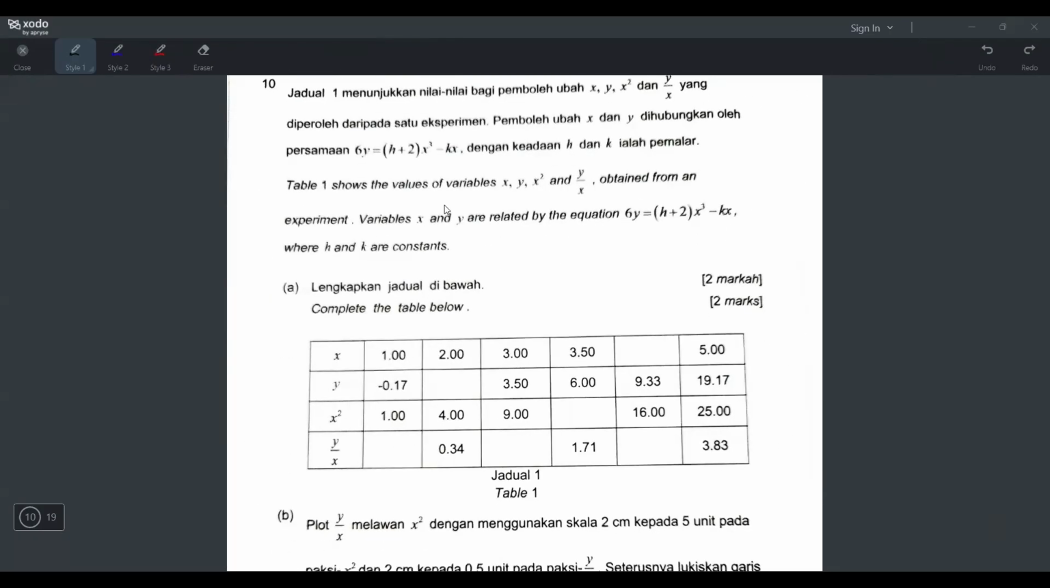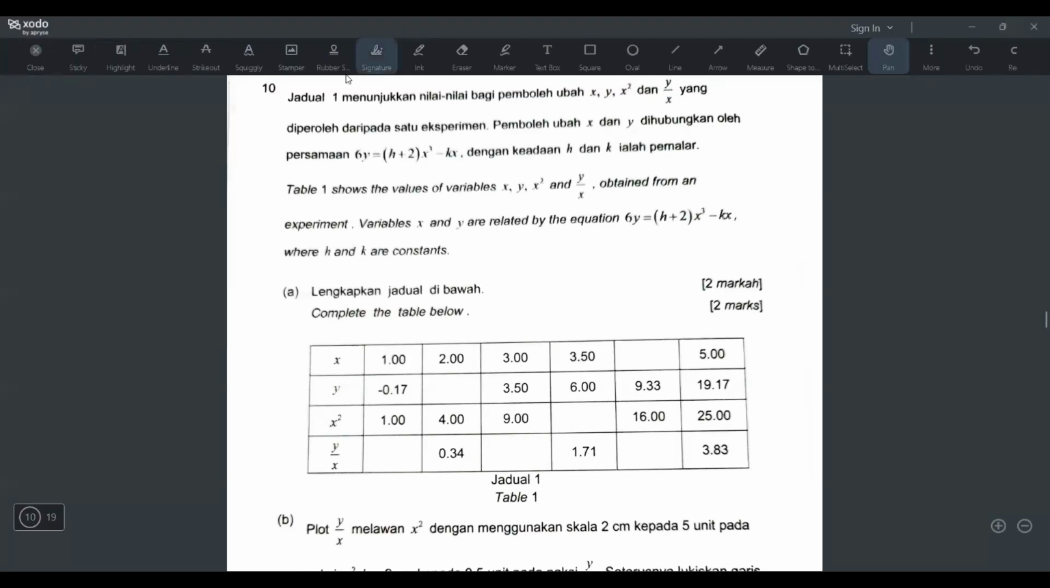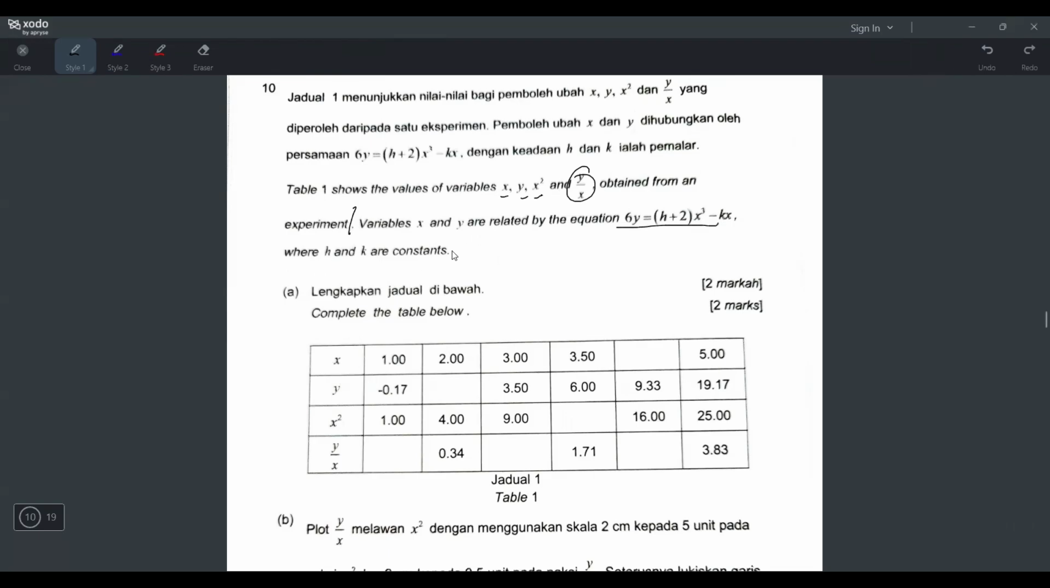Okay, let's continue. Number 10. So this is obviously a linear law question. So it's worth 10 marks also lah, because in section B, all questions are worth 10 marks. Okay, let's read the question first. Table 1 shows the values of variables x, y, x power 2, y over x, obtained from an experiment. Variables x and y are related by this equation where h and k are constants. A, they say complete the table below.